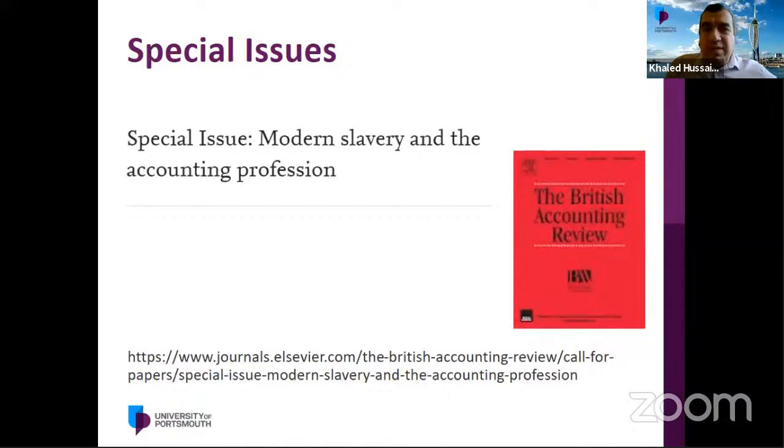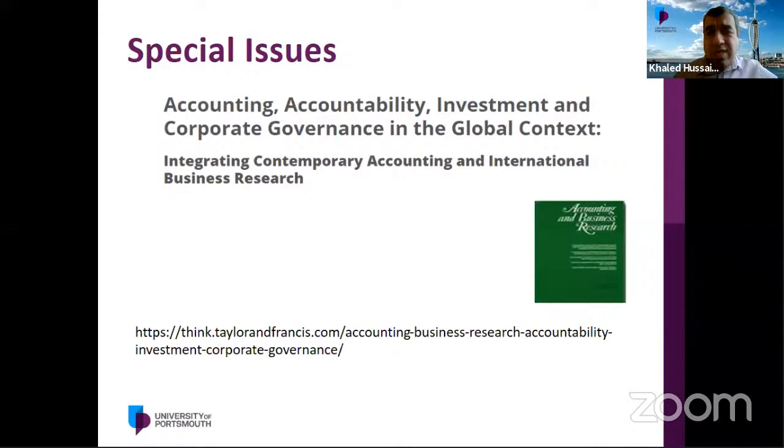If you are interested in marketing, for example, search Google for special issues in marketing. If you search for special issues in accounting, you will get many accounting fields. So whatever field you have, search for special issues and write the field. You can also write 2021 or 2020 to see the most recent special issues. So this is one example to give you an idea how to get information about new topics. Here is another one, a special issue in Accounting and Business Research, talking about accounting, accountability, investment, and corporate governance in the global context.